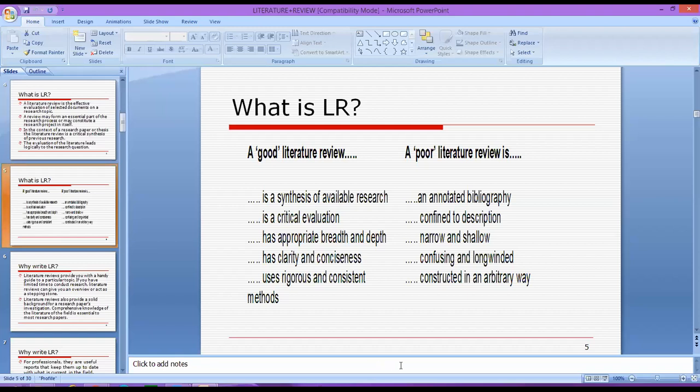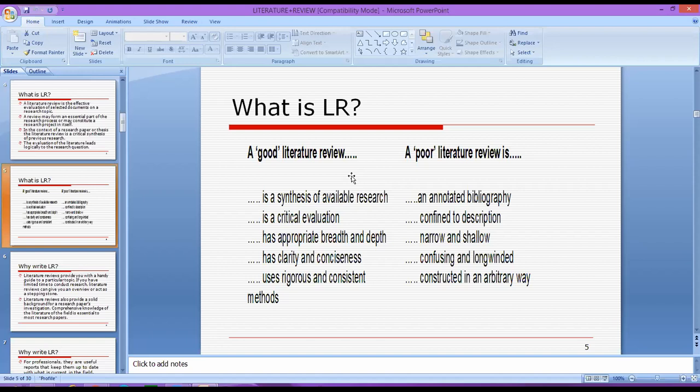So it has to have appropriate breadth and depth. It has clarity and conciseness. It's concise. It also uses rigorous and consistent methods. So you're not just getting from one book, but you're ensuring that you look at different sources. You look at sources from within the country, and look for sources from outside the country, so that you can get in-depth information.